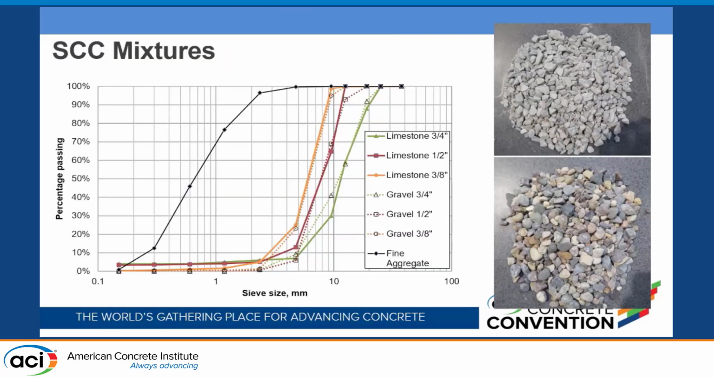So I'd like first to present what materials were used in this project. We had two groups of mixtures of SCC. One group used limestone as coarse aggregate. The other group had gravel. And we tried three different gradations, or three different sizes, pretty much 3/8, 1/2 inch, and 3/4. And one type of sand was used in all the mixes.